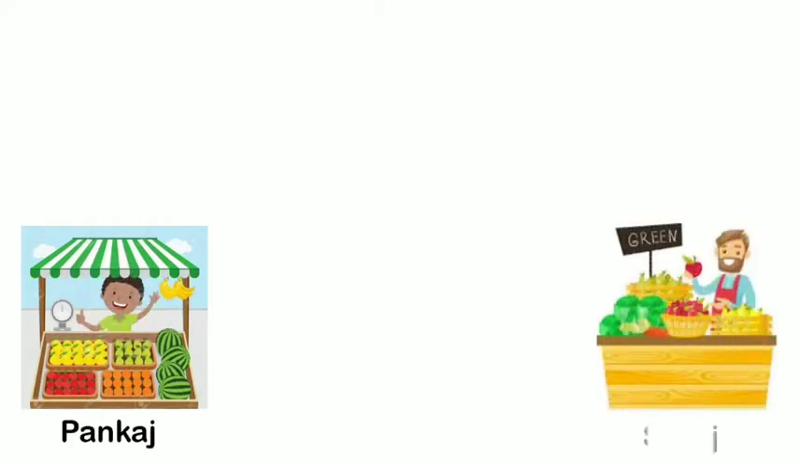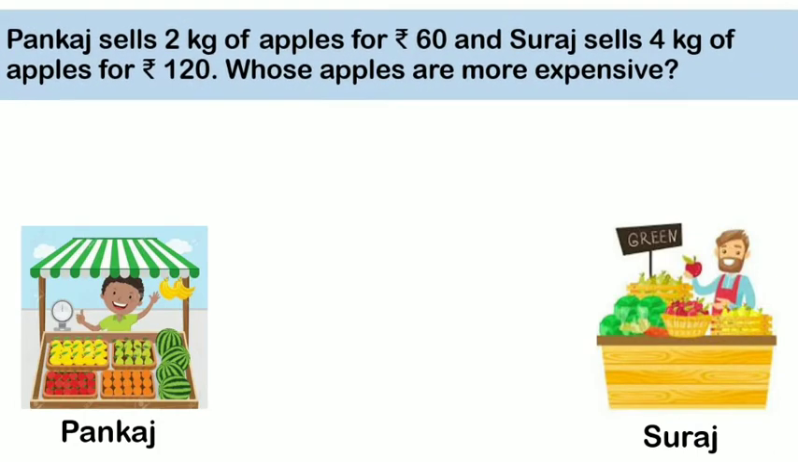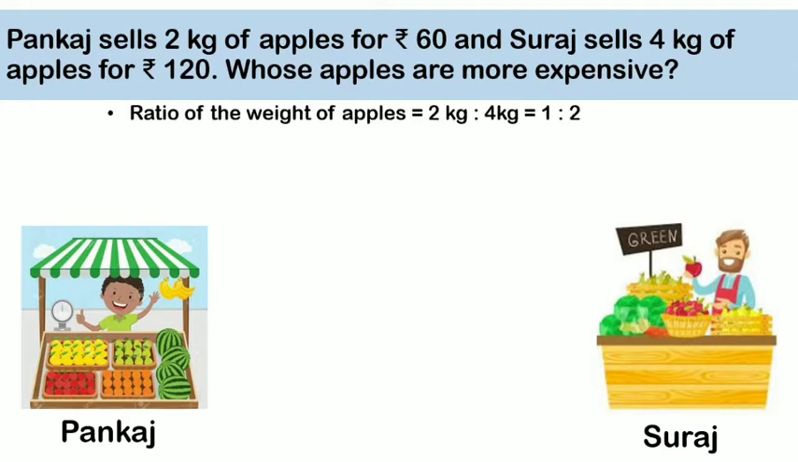Let's consider the situation. Pankaj sells 2 kg of apples for rupees 60 and Suraj sells 4 kg of apples for rupees 120. Whose apples are more expensive? For finding whose apples are more expensive, we will find the ratio.